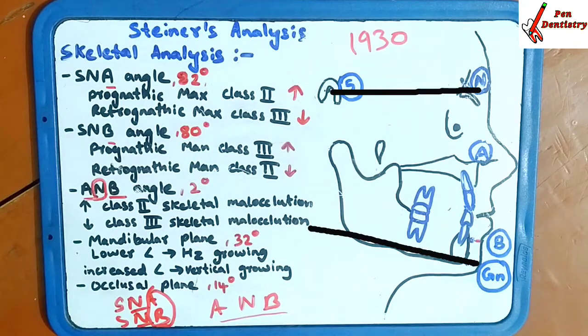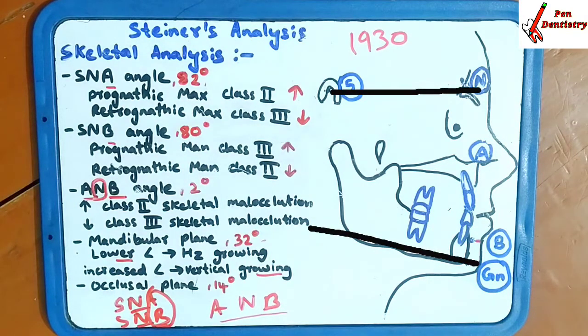When the mandibular plane angle increases, vertical growth of the skeletal part will be seen. When the angle is decreased, when it is a lower angle, horizontal growth will be seen. Mostly the mean value of the mandibular plane angle is 32 degrees.